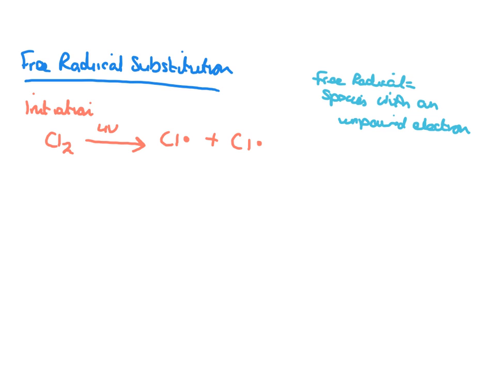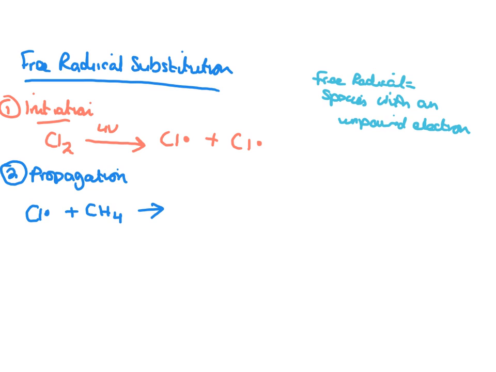So that was step one, which was initiation. Second step is called propagation. Now, this is when the chlorine radical is going to meet an alkane. So, the chlorine radical is going to meet an alkane molecule.